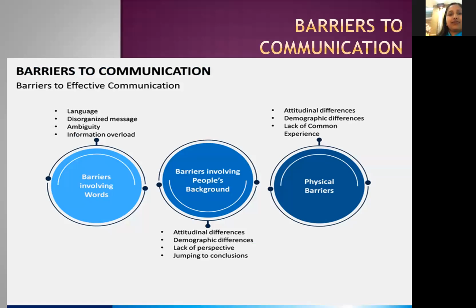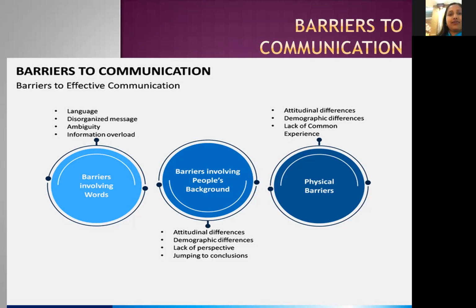Now, with the process, there are some barriers to communication. Barriers of communication can be in the form of involving some words, involving people's background, or some physical barriers. When we are talking about words, it can be in the form of language, disorganized messages, ambiguity, or information overload. Barriers involving people's background can be attitudinal, demographic, lack of perspective, or jumping into conclusions without trying to understand the information.